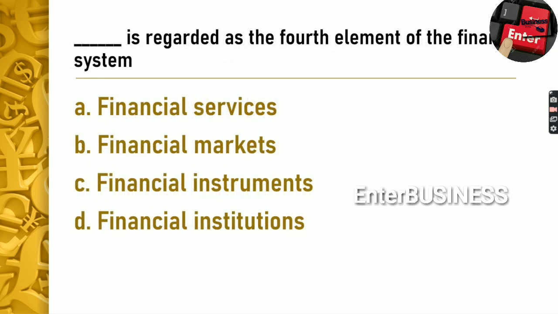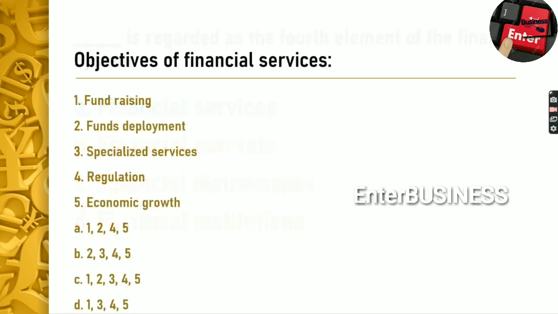And the next one is: dash is regarded as the fourth element of the financial system. Option A, financial services. Option B, financial markets. Option C, financial instruments. Option D, financial institutions. The correct answer is option A, financial services.